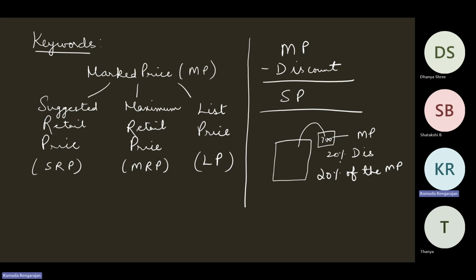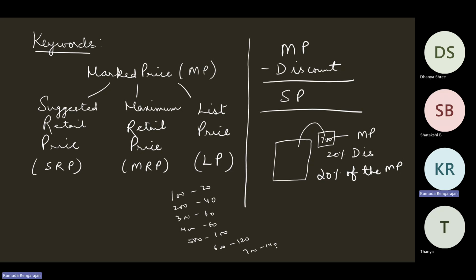20% discount means for every 100 rupees, you get a discount of 20 rupees. So for 100 rupees, 20 rupees discount. For 200 rupees, 40 rupees discount. For 300 rupees, 60 rupees discount. 400 rupees, 80 rupees discount. 500 rupees, 100 rupees discount. 600 rupees, 120 discount. So for 700, 140 is the discount.